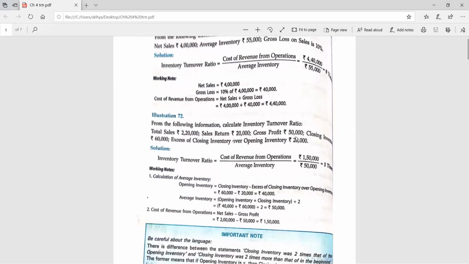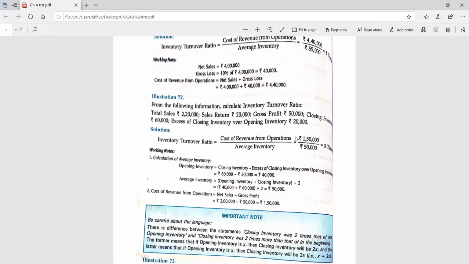Example number 72, which I had given you as an assignment. Total sales 2,20,000, sales return 20,000, GP 50,000, closing inventory 60,000. Excess of closing inventory over opening inventory is 20,000. So closing inventory is 20,000 more than the opening inventory. Here we can easily find out the opening inventory: as closing inventory is 60,000, which is 20,000 more than the opening inventory, the opening inventory will be 40,000. Very simple. By making the equation, you can also solve.